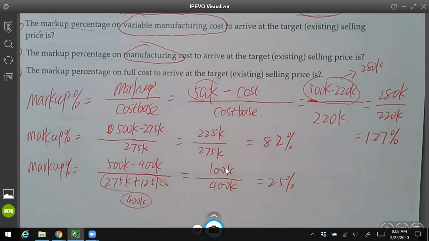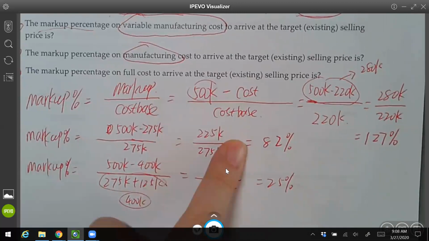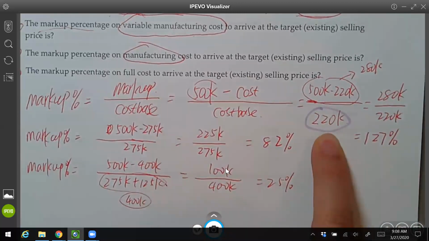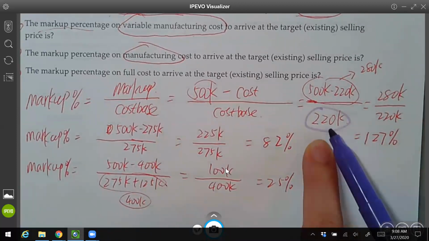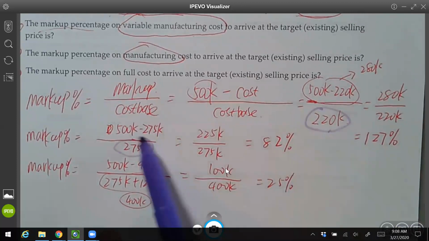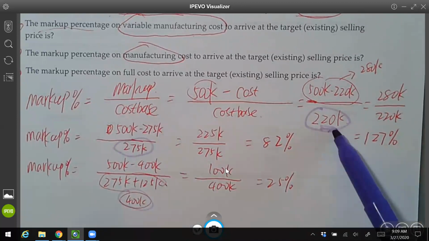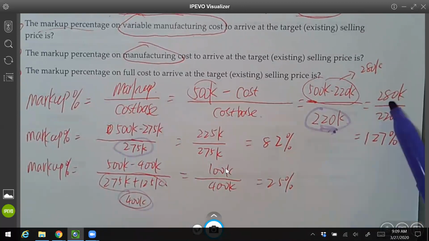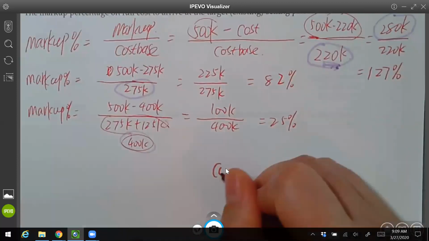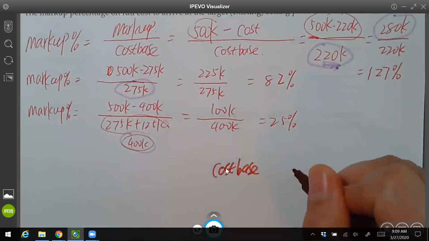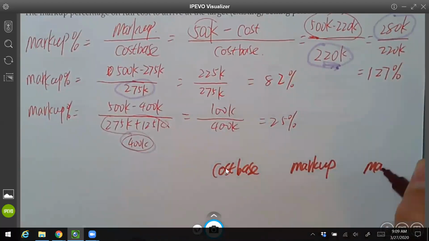What I'm trying to tell you is, look at this. When you use variable manufacturing cost as the cost base, it is 220, which is smaller than 275, which is smaller than 400,000. So if our cost base is small, we have to mark up a large amount. I know you already got it, I just want to put it here one more time. So this is the cost base, this is the markup, this is the markup percentage.